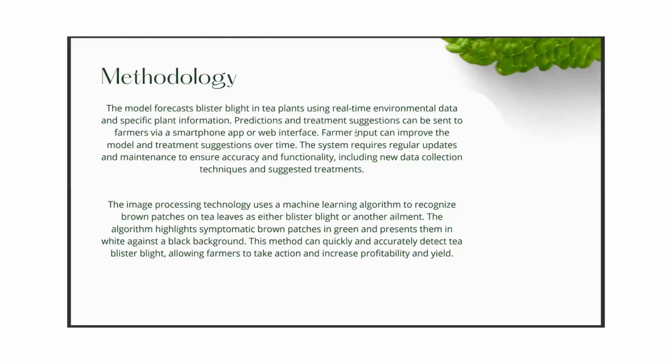Coming to the methodology, scientists have created a model that can predict when tea plants are at risk of getting the blister blight disease, using information about the environment and the plants themselves. This information can be sent to the farmers through a phone app or a website with suggestions for how to treat the plants and also prevent the disease from spreading. Farmers can also give feedback to improve the model.